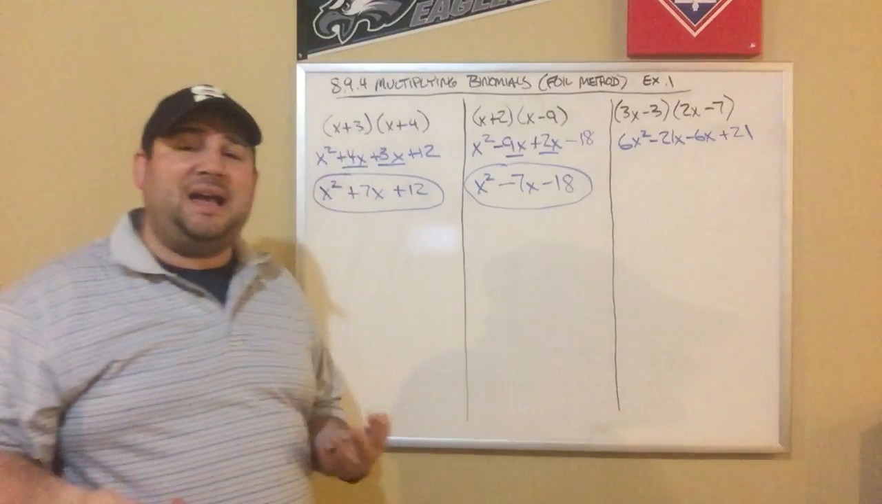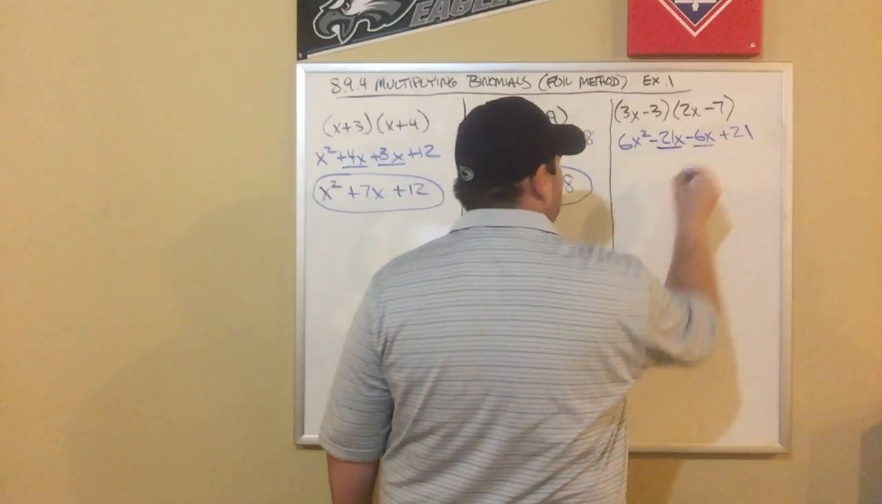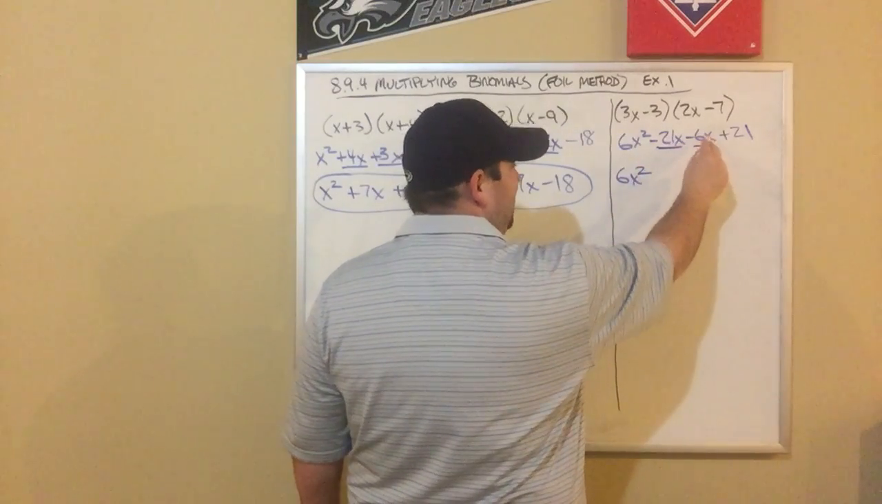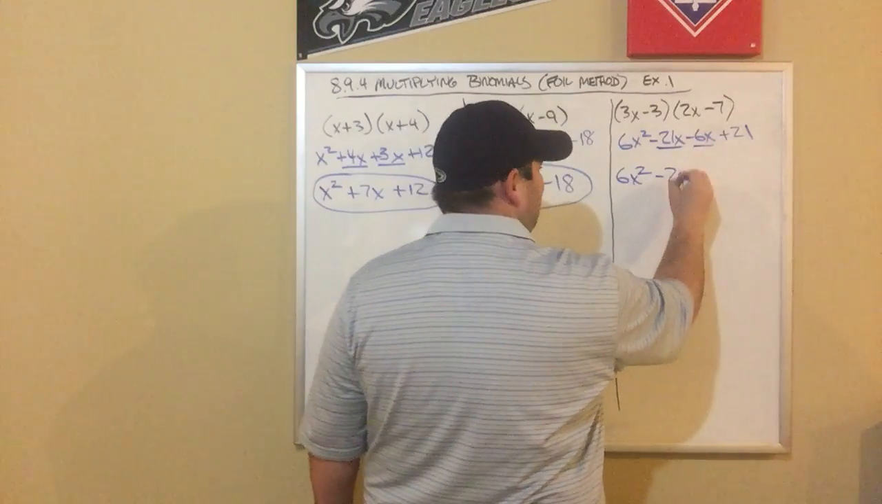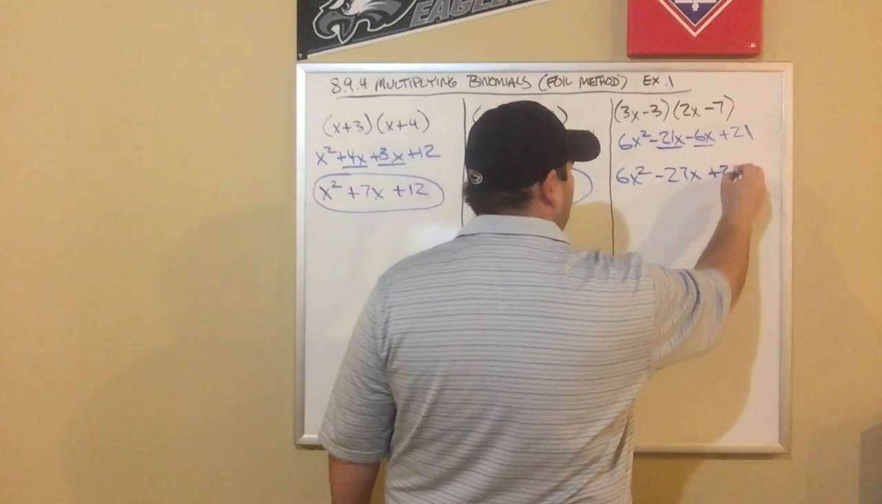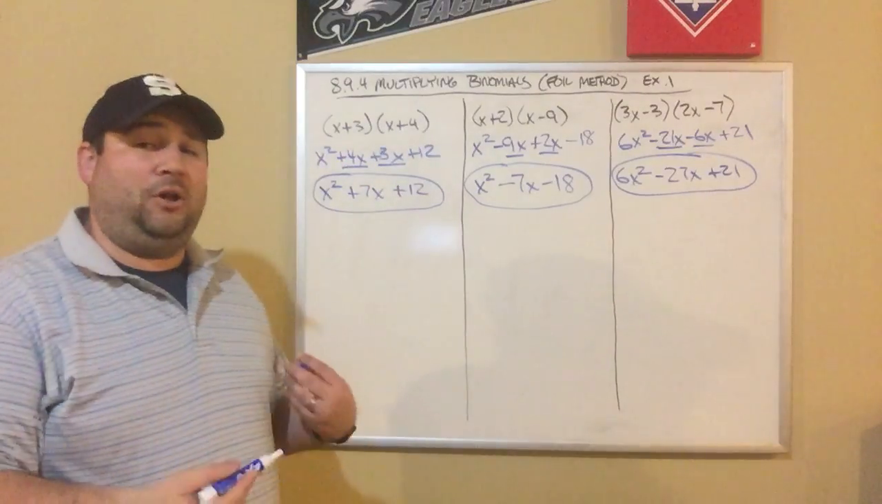Again, I'm going to combine my like terms in the middle here. I've got a negative 21x and a negative 6x. So my 6x squared is going to come down. Negative 21x minus 6x is negative 27x. And then finally, plus 21. And I've successfully done the FOIL method on all three of those.